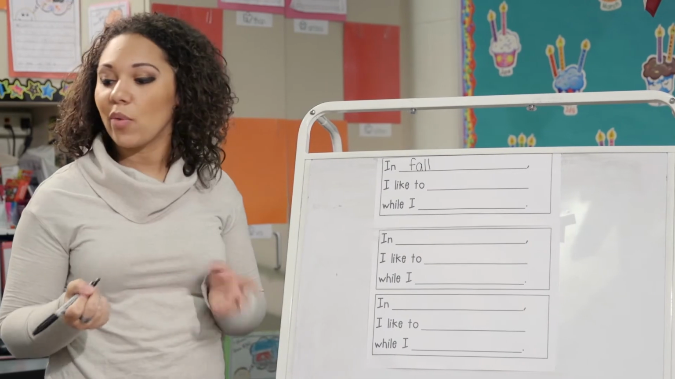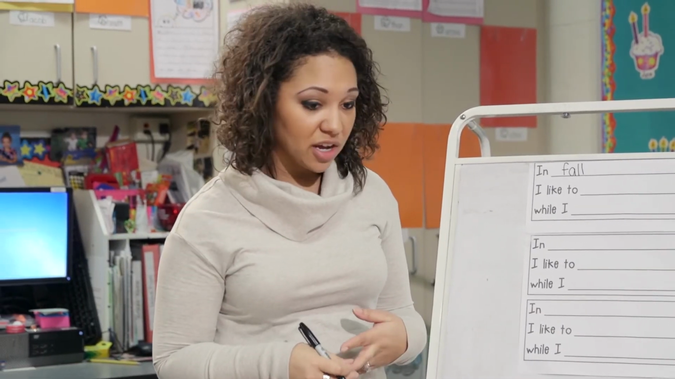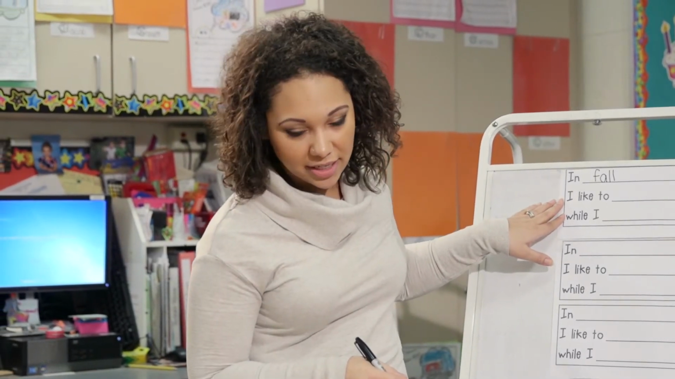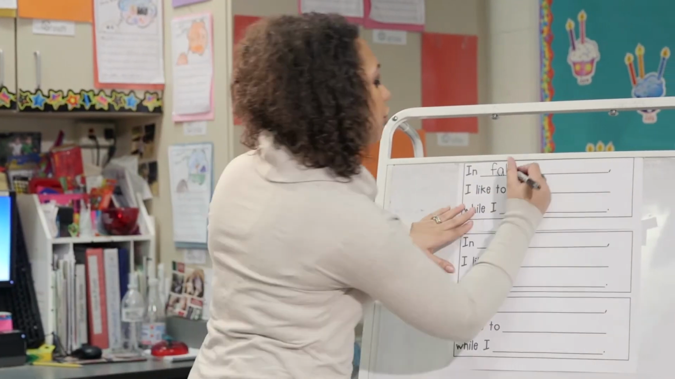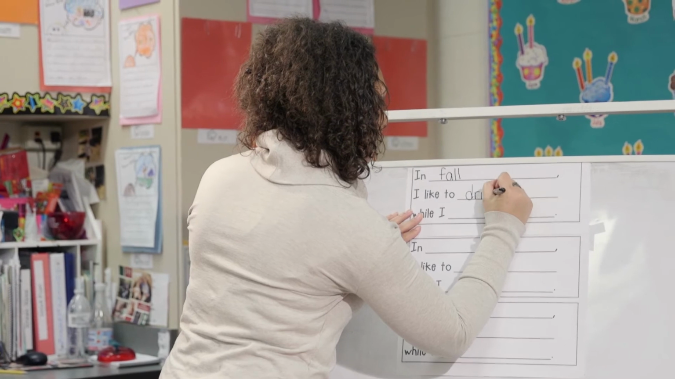Okay, I have to think, what do I like to do? I love to go to the pumpkin patch. I love to carve pumpkins. I really like to drink cider. That's one of my favorite things about fall. So I'm gonna write, I like to drink cider.